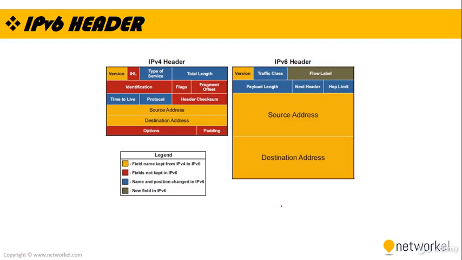Let's take a look at the IP version 6 header now. The IP version 6 header is pretty straightforward. As you can see on the screen, there are 14 fields in the IP version 4 header: version, IHL, type of service, total length, and so on. But there are just 8 fields in the IP version 6 header, and they are version, traffic class, flow label, payload length, next header, hop limit, and source and destination addresses.